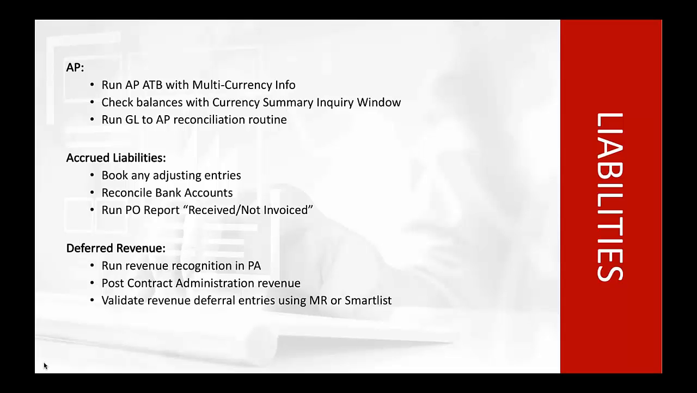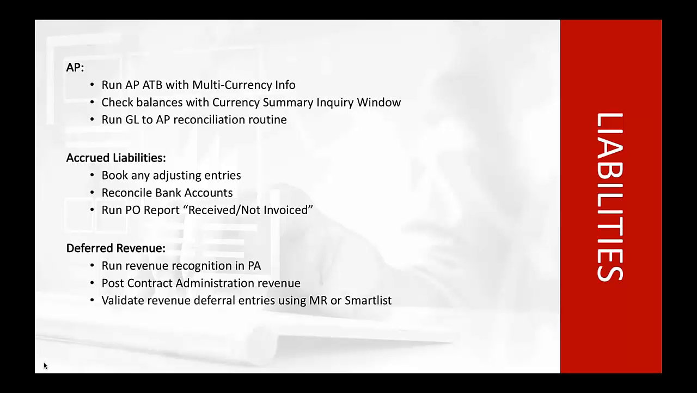Here we go with AP. With AP, same thing as AR. Run the historical aged trial balance, check the currency summary window if you're in a multi-currency environment, run the GL AP reconciliation routine. For accrued liabilities, you probably have to book any monthly adjusting entries.